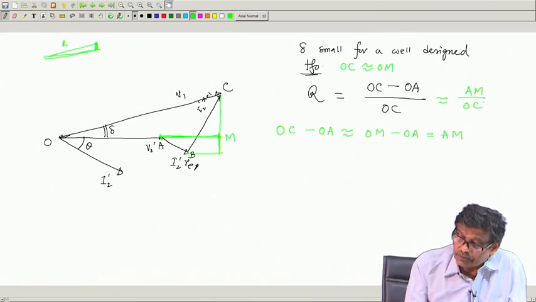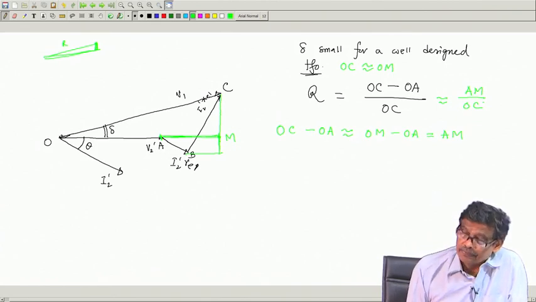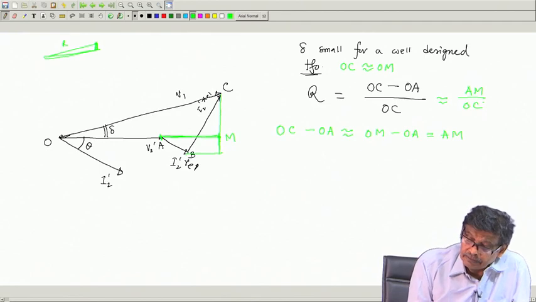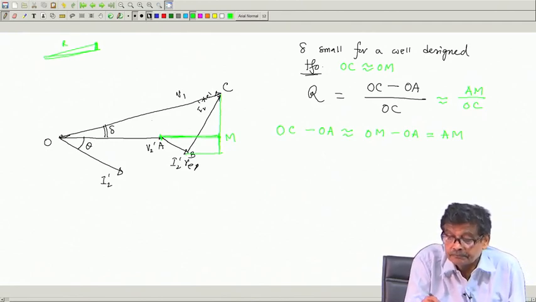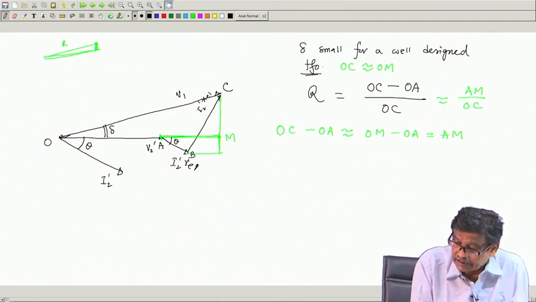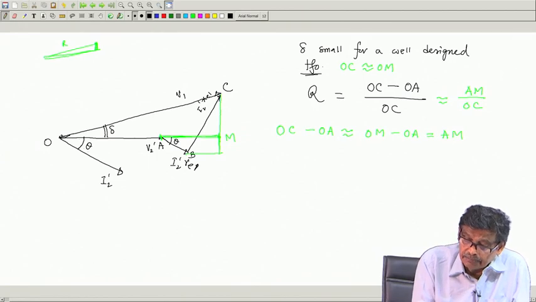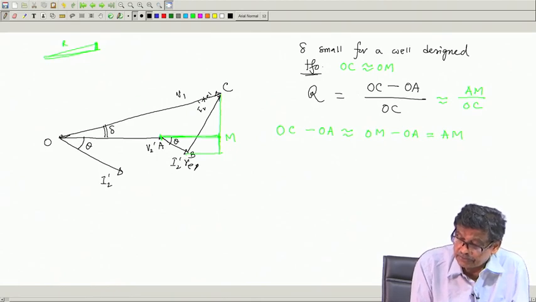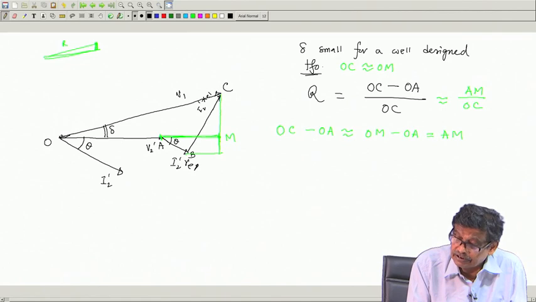Now, the question is what will be the value of A M? Pretty simple. You know, this angle is theta, and this angle is theta, because the angle between two straight lines is the same as the angle between their perpendiculars. This line is perpendicular to this and this line is perpendicular to this. So, these two will be theta.